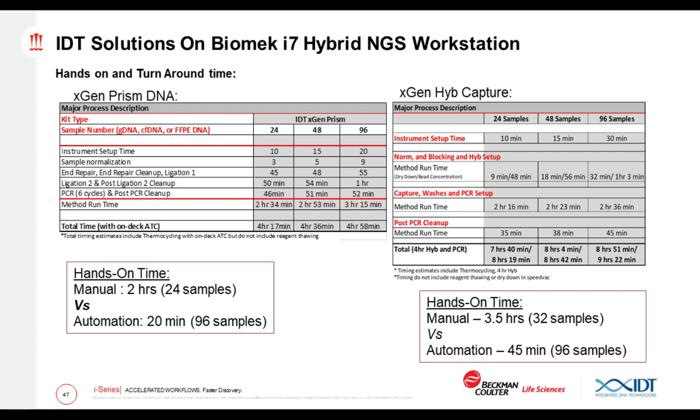And on the right is hands-on time and turnaround times for Hybe capture protocol. For 96 captures using bead-based concentration and 4-hour hybridization, the captures can be done in less than 10 hours. The hands-on time is 3.5 hours for 32 samples prepared manually versus 45 minutes hands-on time to set the DEC for automation.